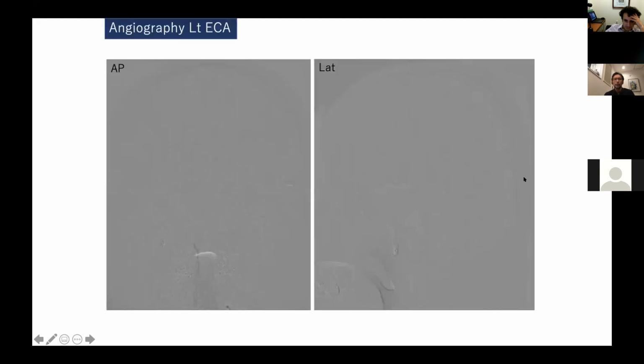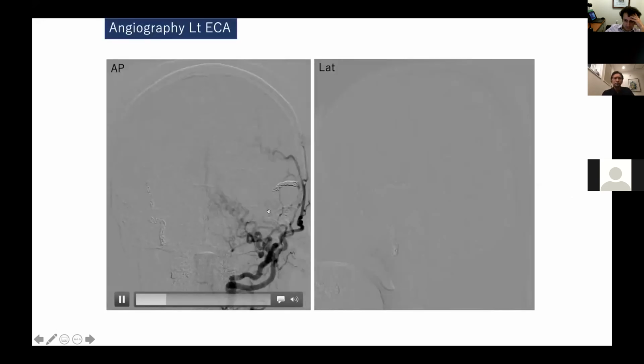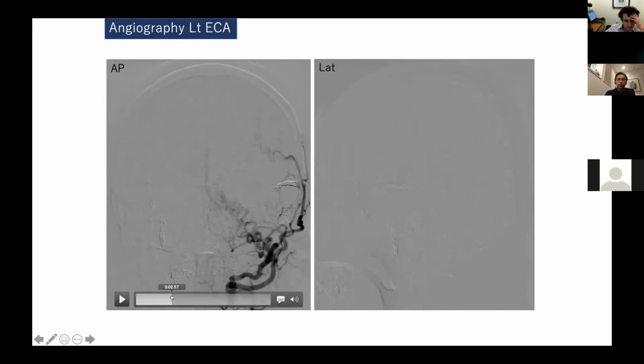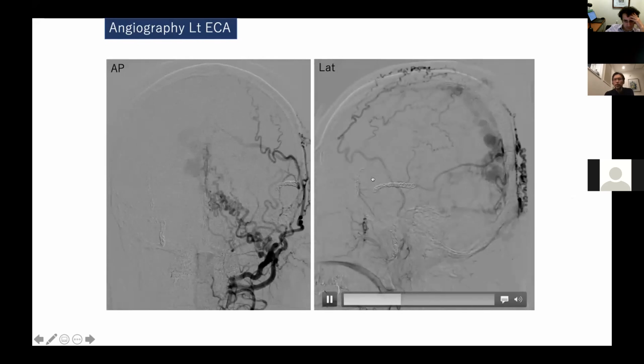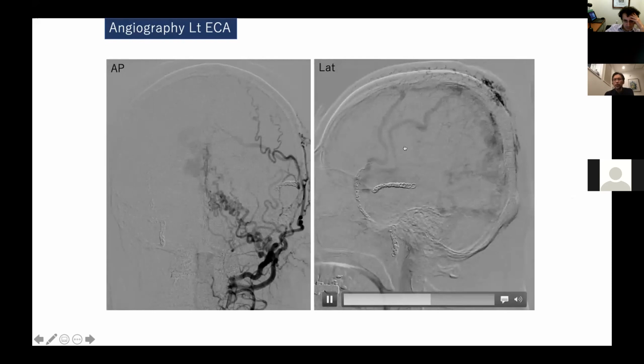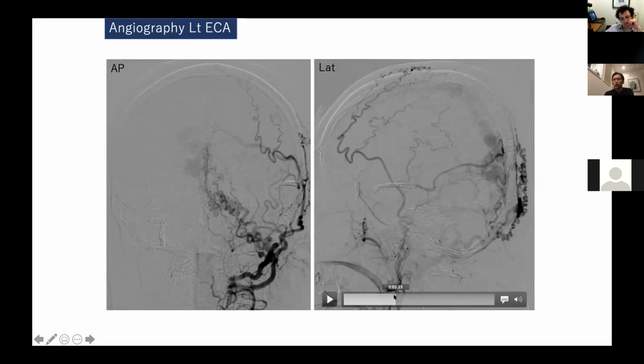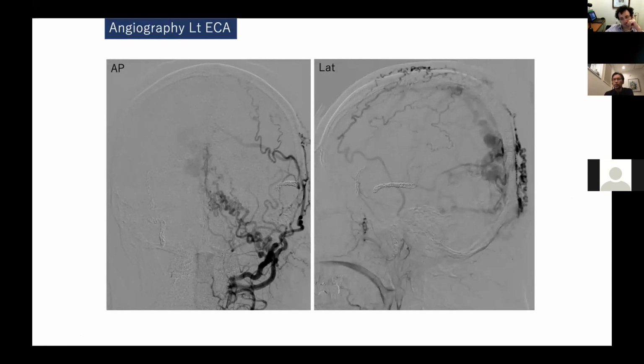Okay, so angiograms. To mention again, this man was embolized somewhere else, proximally. So this is the left side injection. We don't see the MMA very well. There are some collaterals that show the distal part of the MMA. Also, the shunt was fed by the arteries of the scalp, like the OA, and also the superficial temporal artery.